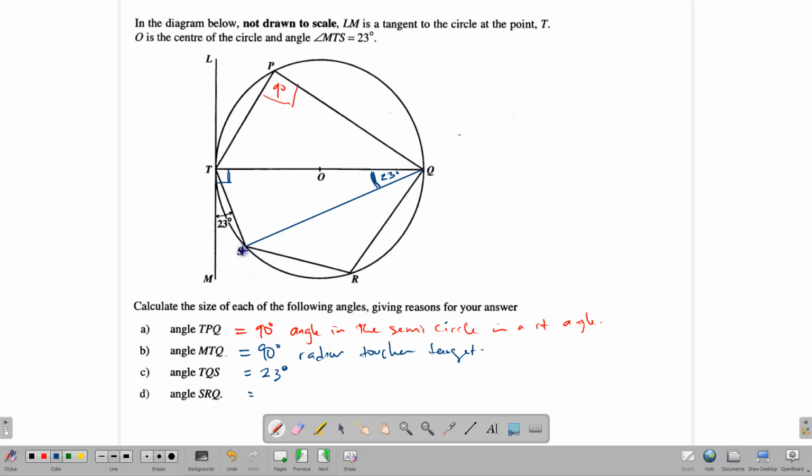So let's look at this one, SRQ. We're looking at this angle over here, SRQ, and we need to find what degree it is. Now, how do we find SRQ? Remember that this shape here is a cyclic quad. Let me highlight it first. Let me put it in red so you can see that cyclic quadrilateral. Here we go. And that cyclic quadrilateral is what is going to help us find our answer.